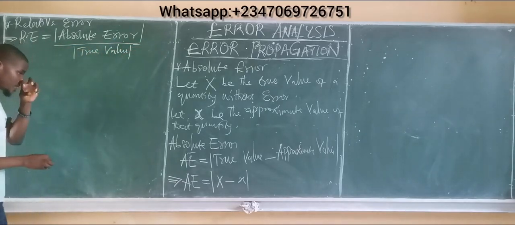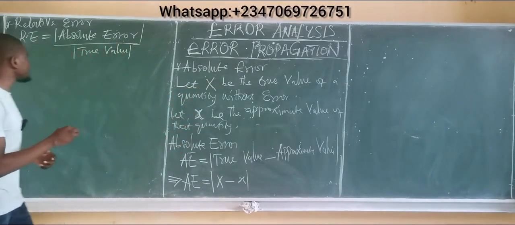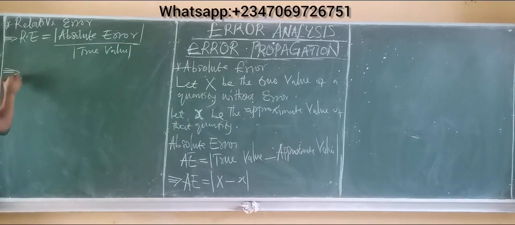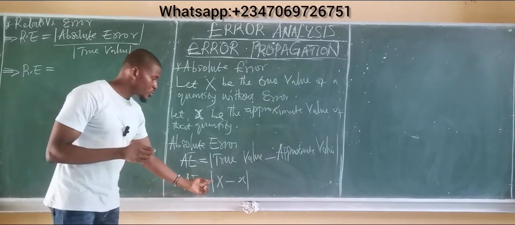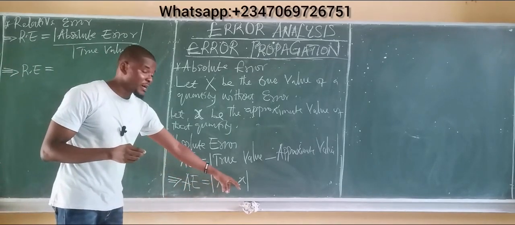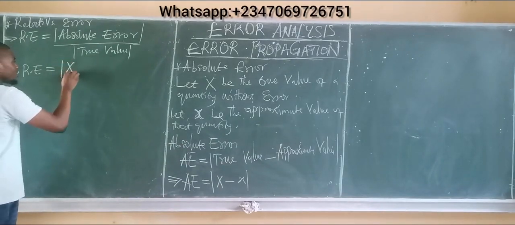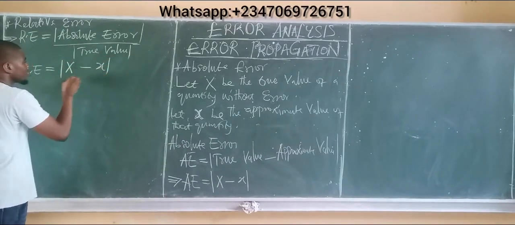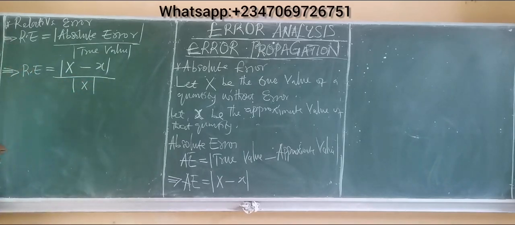Okay, so in this case we considered capital X to be the true value. So this simply implies that our relative error R.E. is equal to, now recall, our absolute error gave us the modulus of the true value minus the approximate value. So you simply have the modulus of the true value minus the approximate value divided by the modulus of the true value, and this gives us what is called the relative error.